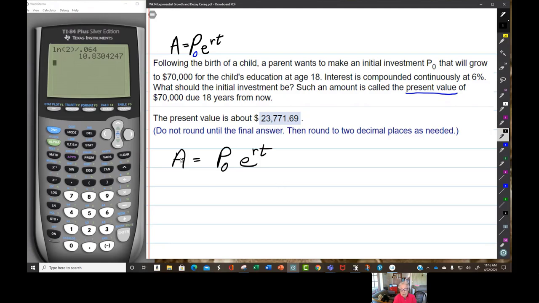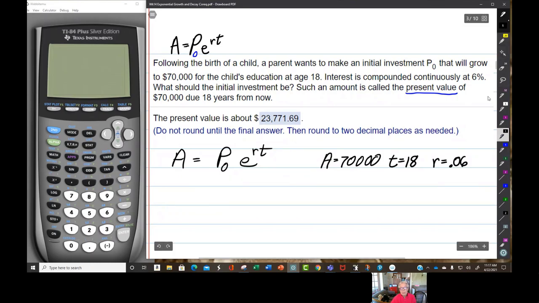I know that the amount after 18 years is going to be $70,000. So A is going to be $70,000. And t is going to be 18, because we are starting at the baby's birth. The interest rate is 6%, which as a decimal is written 0.06. So now I'm going to take these values and put them into the general formula, and that will make the general formula a specific formula.